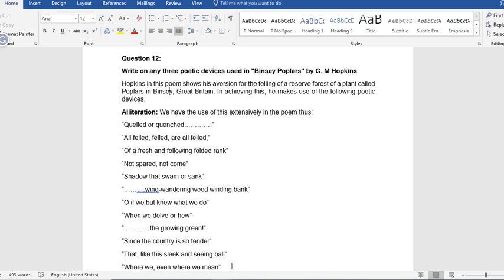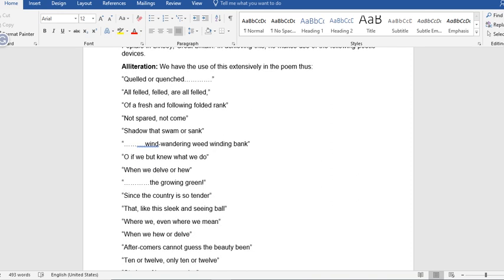The first device we identify here is alliteration. That is when a consonant sound is repeated at the beginning of two or more words in an expression. We have the use of this extensively in the poem. Thus, "quelled or quenched", "all felled, are all felled", "of a fresh and following folded". Here we have the consonant sound repeated.